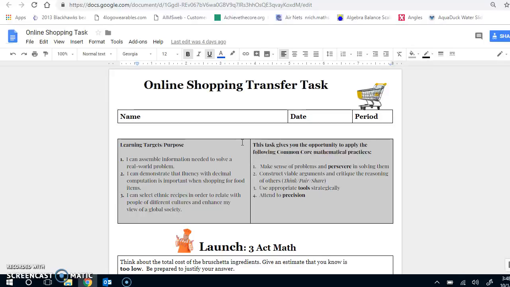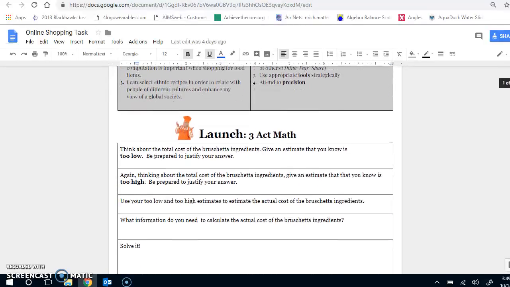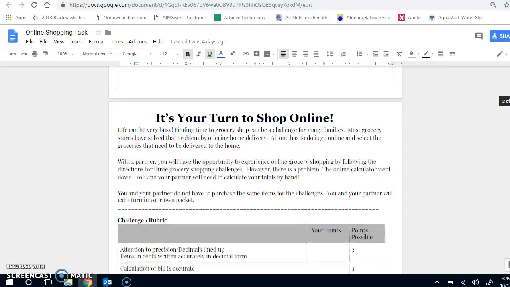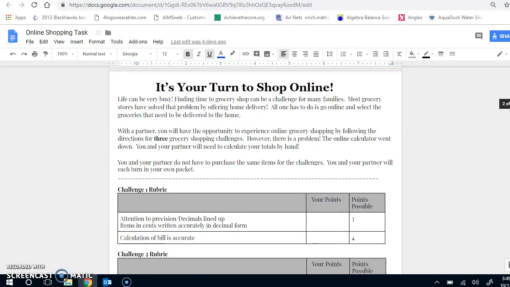These are the same practices that we worked on when we did our Sugar 3-Act math. 1. Make sense of problems and persevere in solving them. 2. Construct viable arguments and critique the reasoning of others. 3. Use appropriate math tools strategically. And 4. Attend to precision. When you get to class tomorrow, we will launch our lesson with a 3-act math. After our launch, you and your partner are going to shop online.